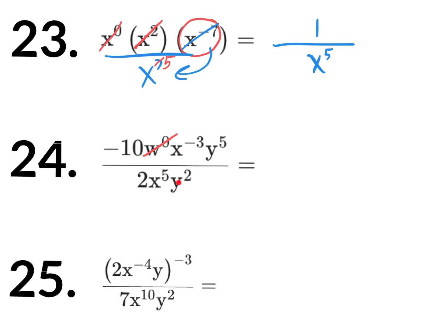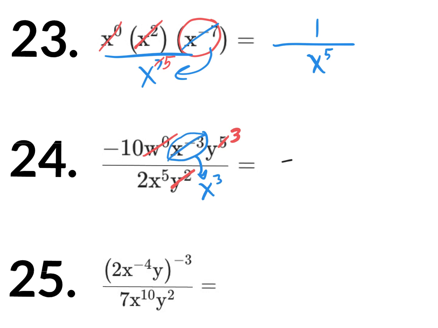I could cancel the y to the 2nd with the y to the 5th. Those are regular y's. So 2 y's cancel with 2 of the 5, leaving us 3 left over up on top, okay? And in addition to that, we're going to move the negative exponent of x to the 3rd down, and it's going to become x to the positive 3. And you could scratch that out if you moved it down and became positive.